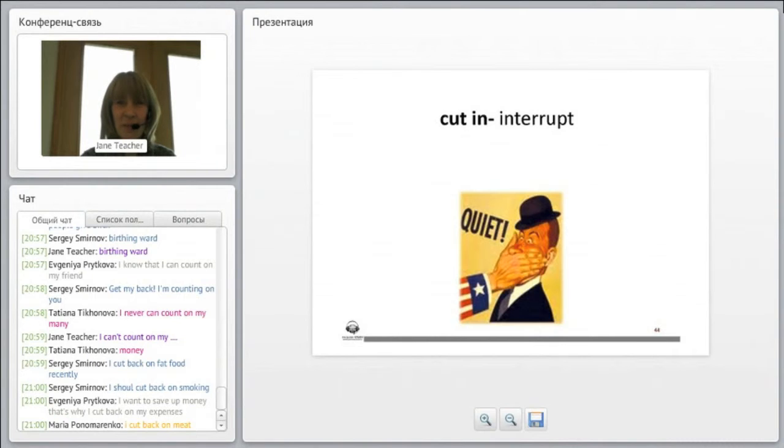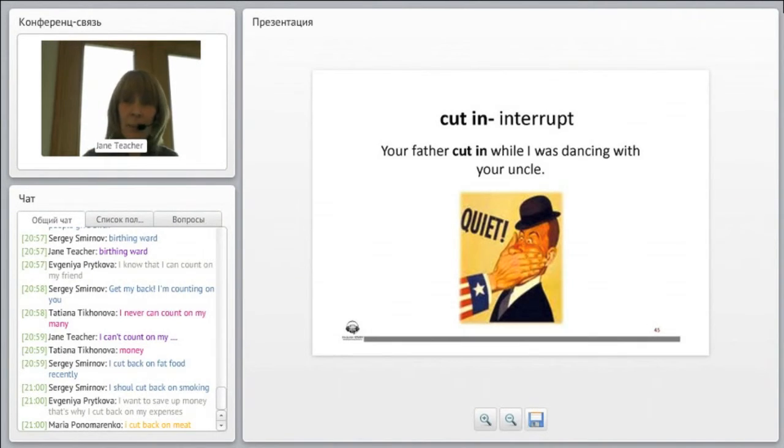All right, the next one, another cut word, cut in. Cut in means to interrupt something. You can cut into a conversation. You can cut into a queue or a line. Our sample sentence, your father cut in while I was dancing with your uncle. How could we use that one? Cut in. And again, this one we can't separate. You don't put any word in between cut and in. You cut in.